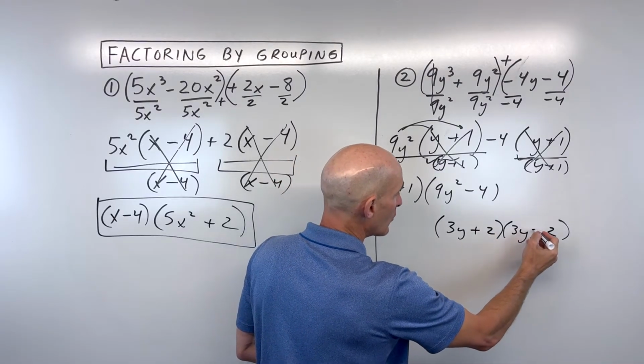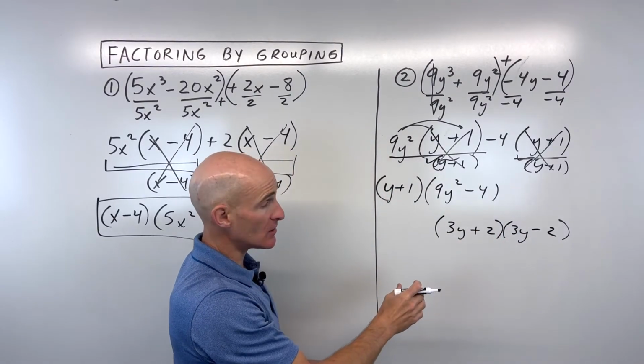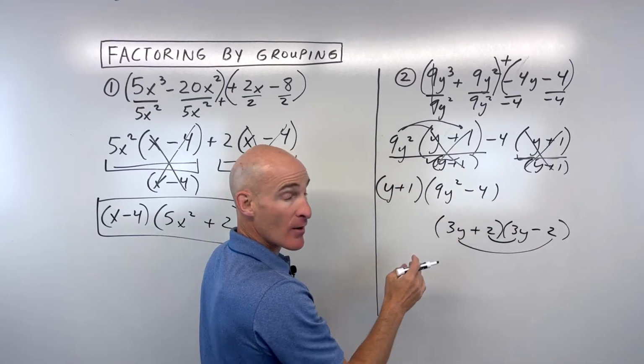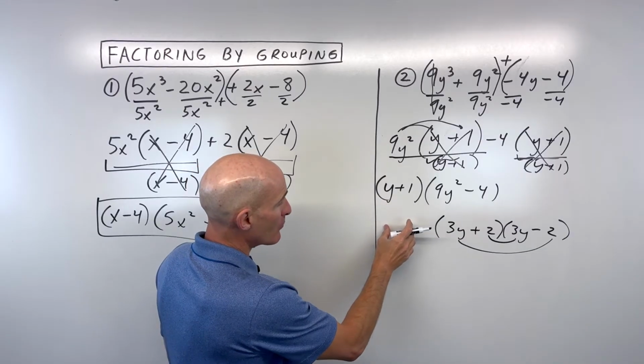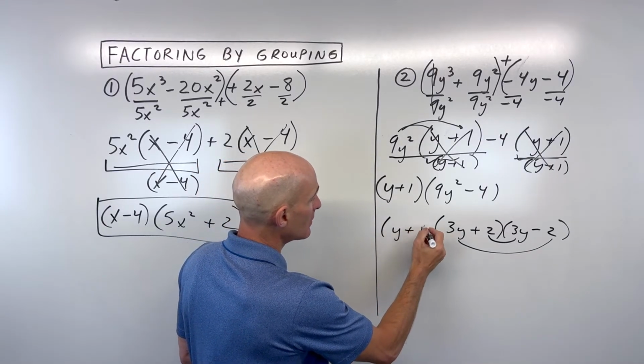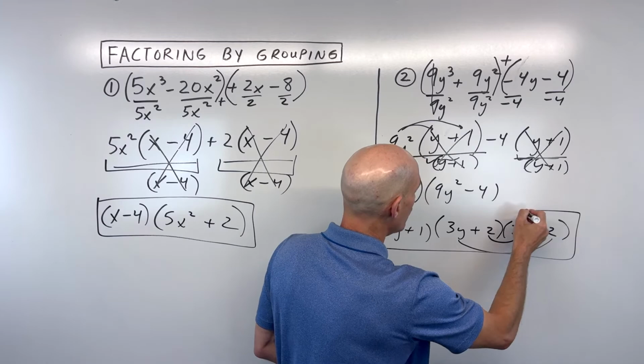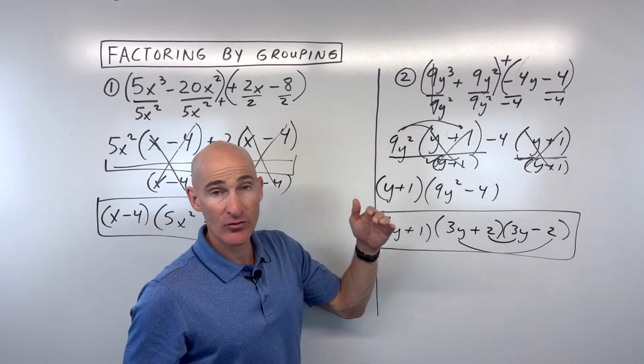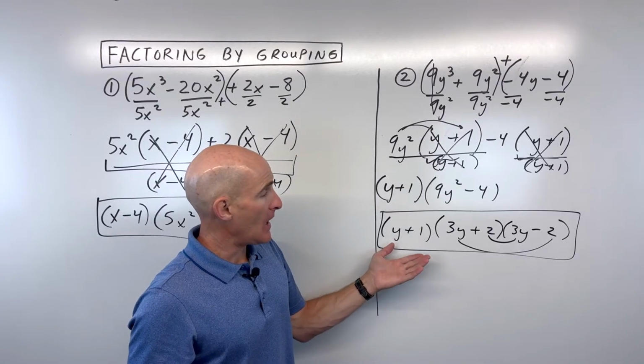One of these is adding, one of these is subtracting, or vice versa. And the reason this works is because you have 6y and negative 6y, which is 0. That's why we don't have a middle term. I'm just going to bring down the y plus 1. And now it's fully factored. Of course, you always want to look to see if you can factor more. Sometimes you have to factor 3, 4, 5 times. And that's our final result.